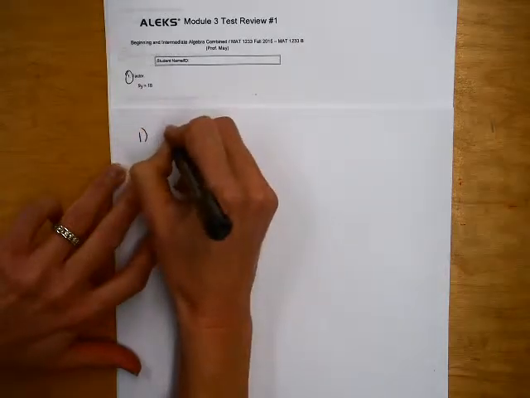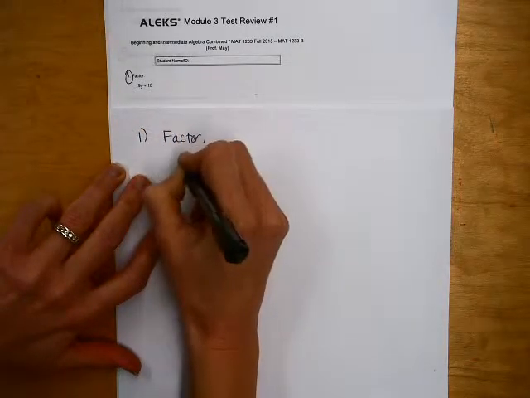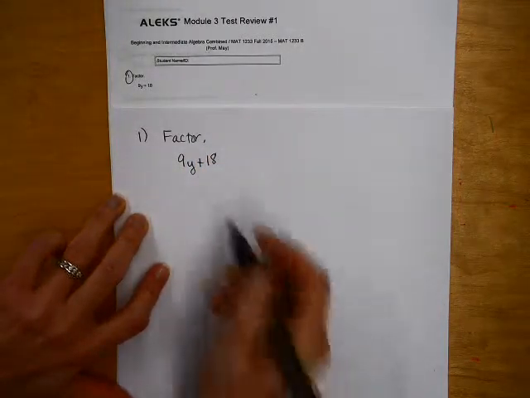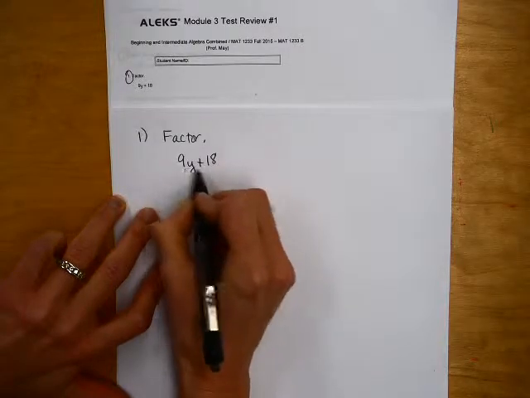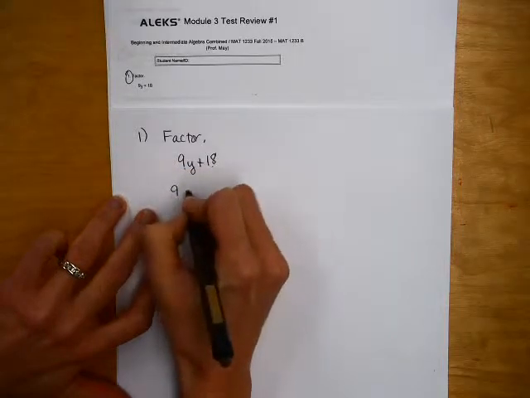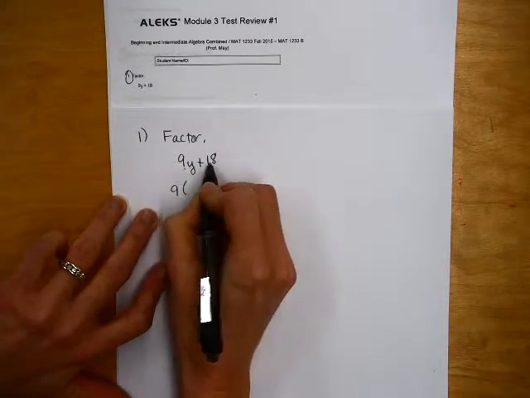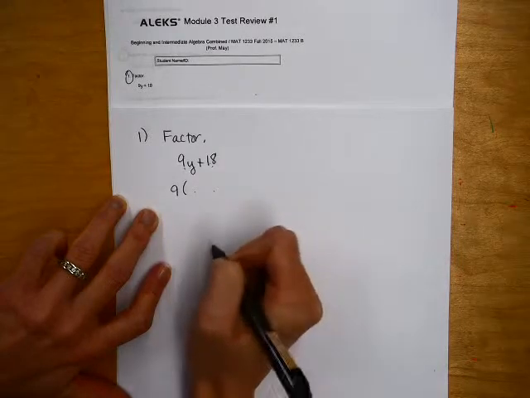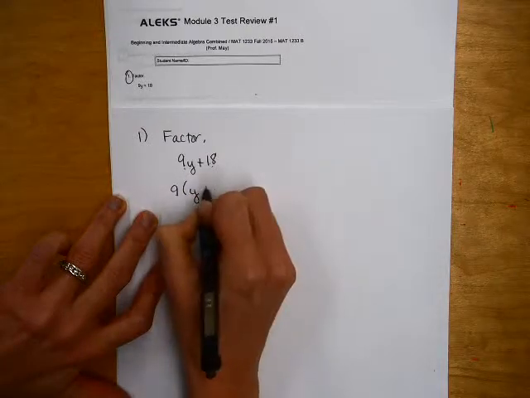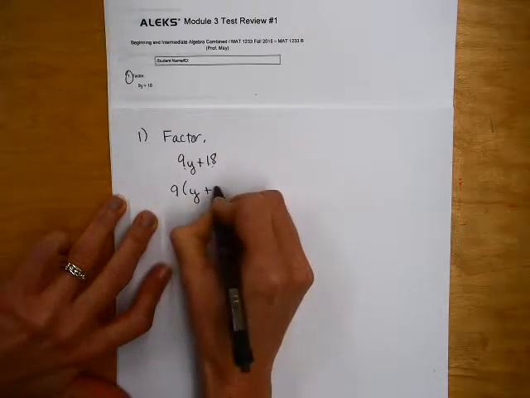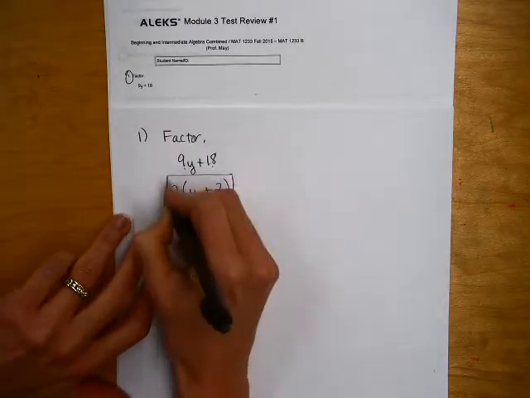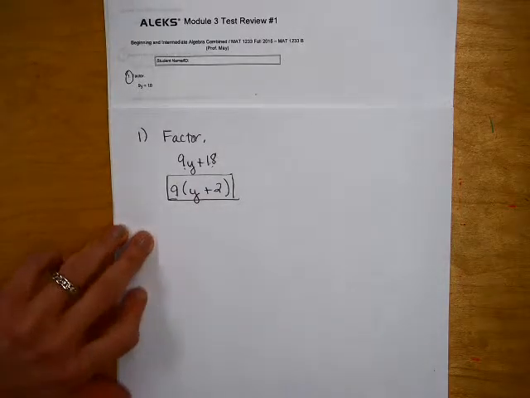So number 1 says factor, and we're given 9y plus 18. The only type of factoring that I can do with this problem is to factor out a GCF, and I know that 9 will go into both 9 and 18, so my GCF here is simply 9. Now if I have two terms here, I should have two terms in this parentheses, so 9 times what would give me 9y, and that would simply be y, plus 9 times what would give me 18, and that would be 2. And so now I have factored it. 9 times y plus 2 would be my final answer.